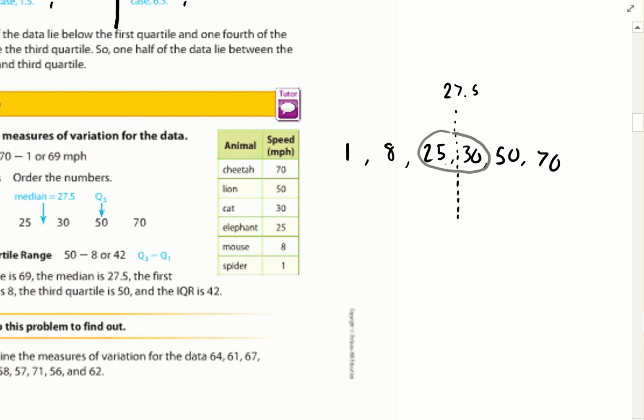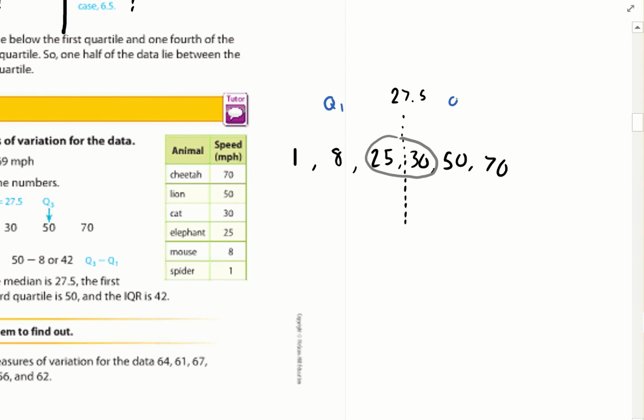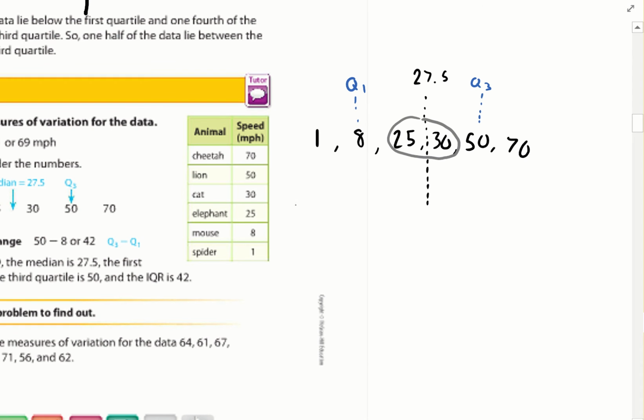Now that's the center. So to find my Q1, I have 1, 8, and 25. The number in the middle of 1, 8, and 25 is 8. I'm just finding the median again. For my Q3, I have 30, 50, and 70. My number in the middle is going to be 50. So my Q1 is 8, and my Q3 is 50.